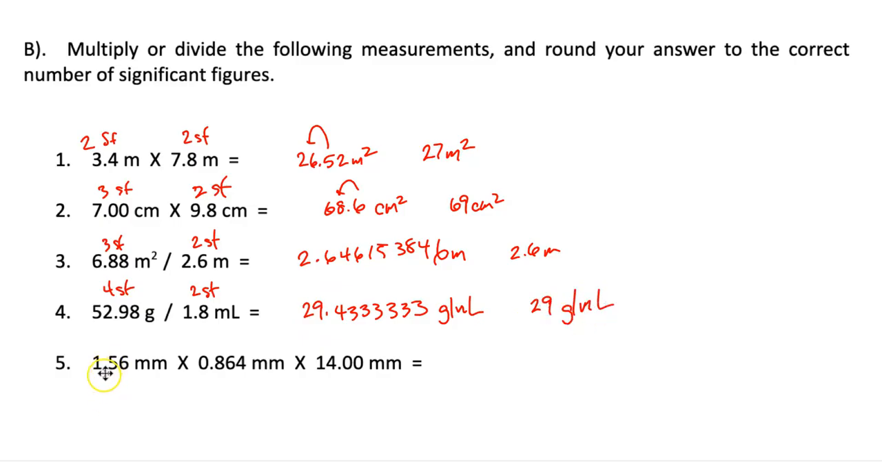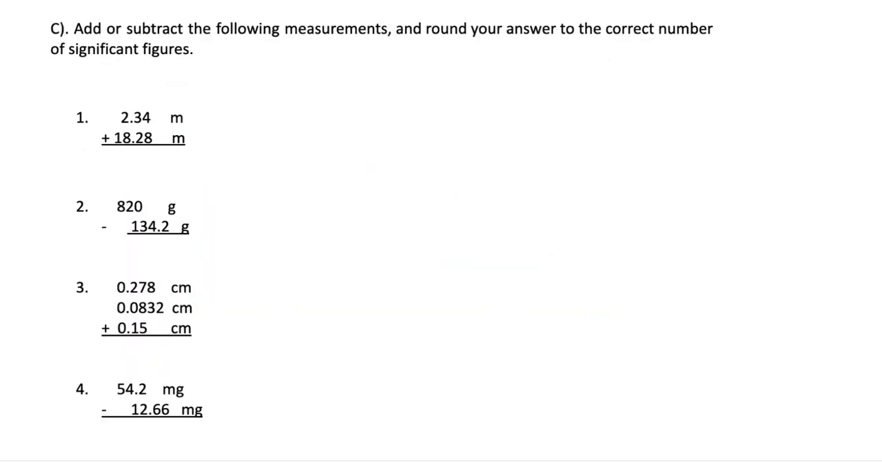This one we're multiplying, so I take 1.56 times 0.864 times 14. My calculator tells me it's 18.86976. 3 sig figs, 3 sig figs, 4 sig figs. My answer is limited to 3. Because this is greater than 5, it's going to be 18.9. And this is going to be cubic millimeters. Millimeter times a millimeter times a millimeter is a cubic millimeter.